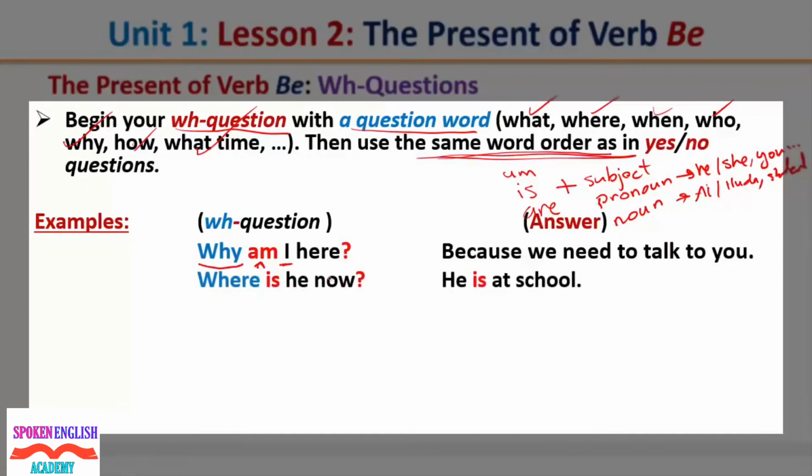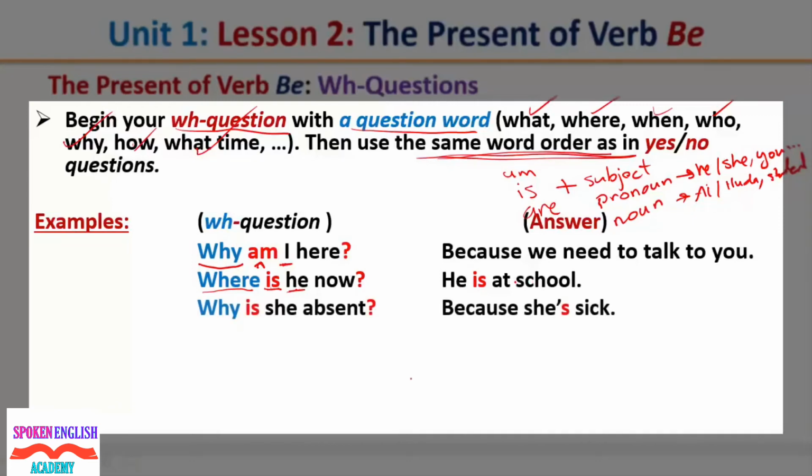Another example. Where is he now? Notice here we start the question with a question word, verb be, the pronoun he. So this is the order. Again, WH word, verb, the subject, the pronoun he. Where is he now? He is at school.